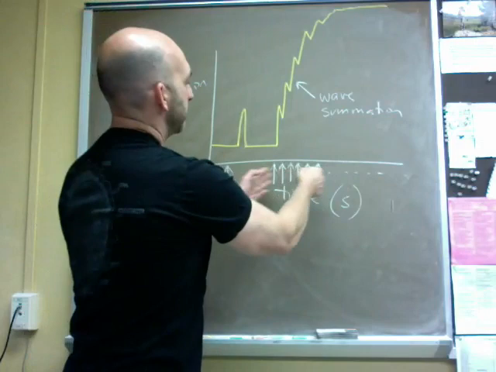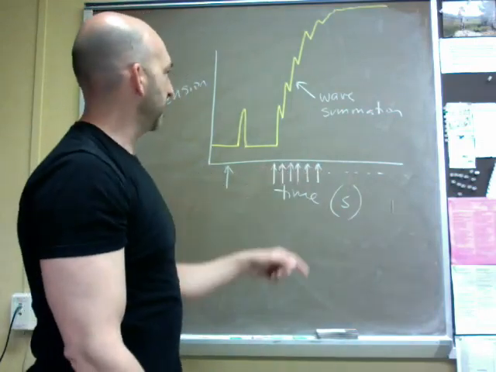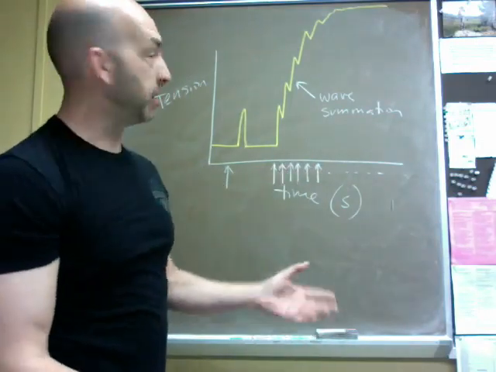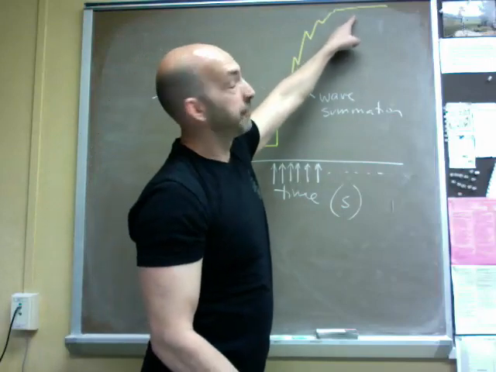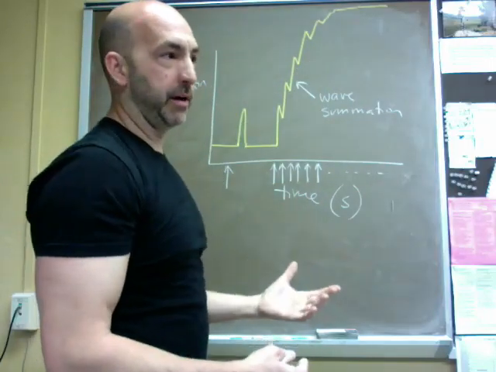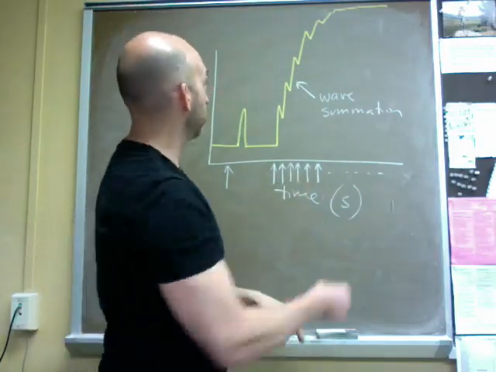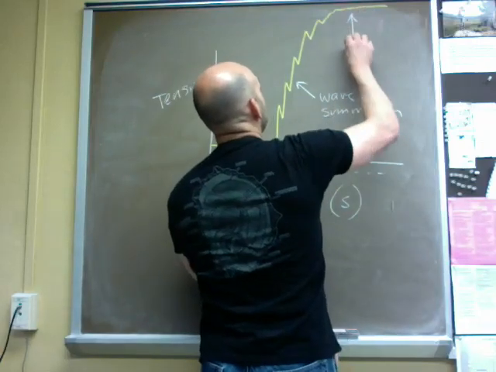And we could end up with some intermediate rate of action potentials where you would have some wave summation, but not reach full tetanus. You have to have a very high rate of action potential frequency to reach tetanus.